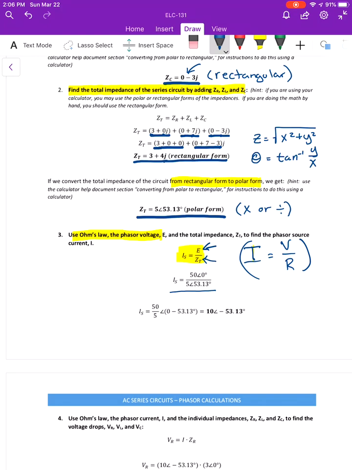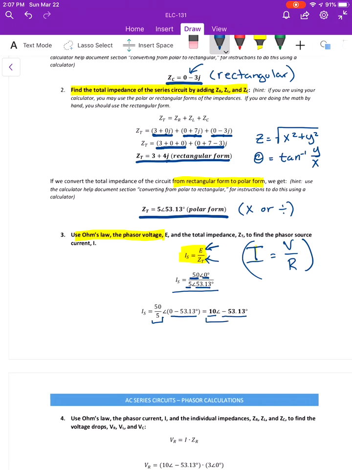And remember, to divide in polar form, your magnitude will be the magnitude in the numerator divided by the magnitude in the denominator. So 50 divided by 5, which is 10. And then the angle is going to be the angle in the numerator minus the angle in the denominator. So 0 minus 53.13. So that gives us a negative 53.13. And that is our source current.